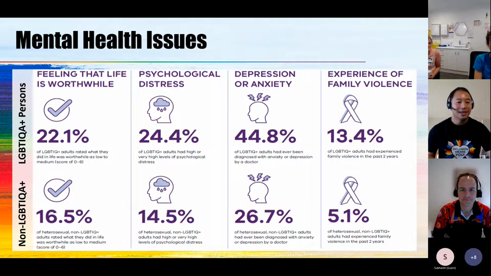So mental health side of things, these are some of the simple stats that we can look at as well. Comparing your top row there for LGBTIQA plus persons compared to non-LGBTIQA plus persons, we can see that there's actually a big divide between how many of the community that was sampled actually felt worthwhile, how many of them experienced psychological distress, how many of them have depression or anxiety, and how many of them experience family violence. So you can see there that on every single statistic, people in the LGBTIQA plus group do identify as having worse outcomes.